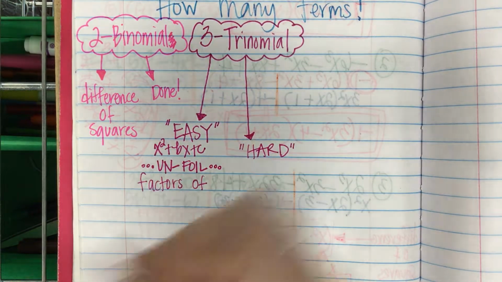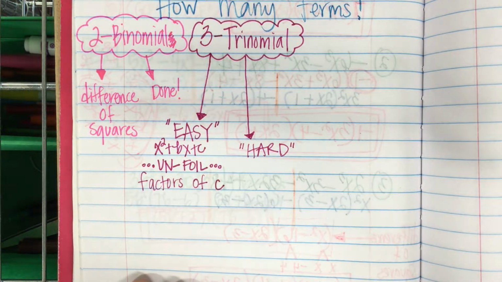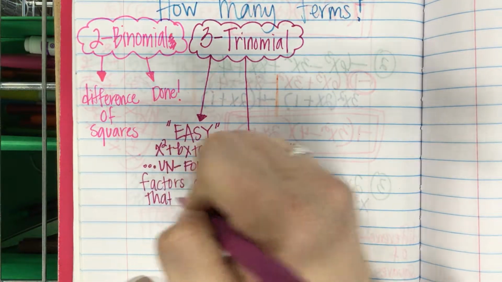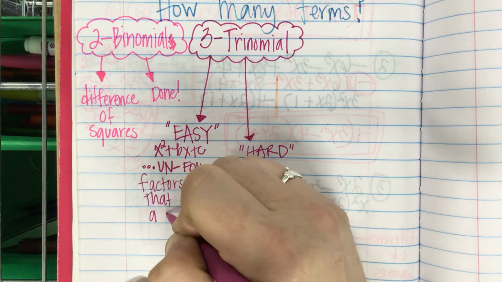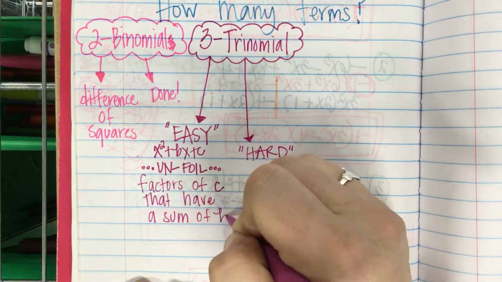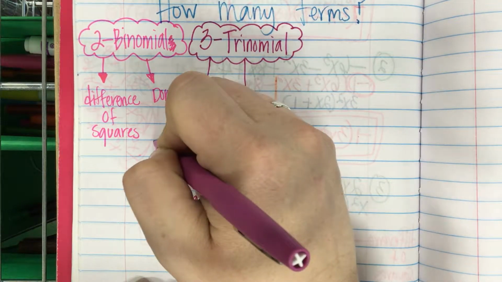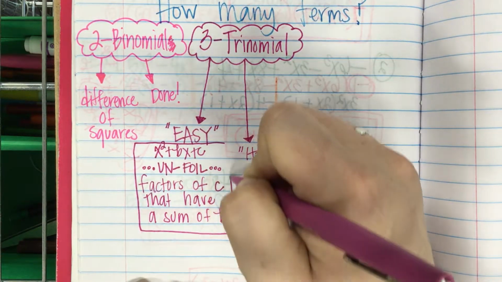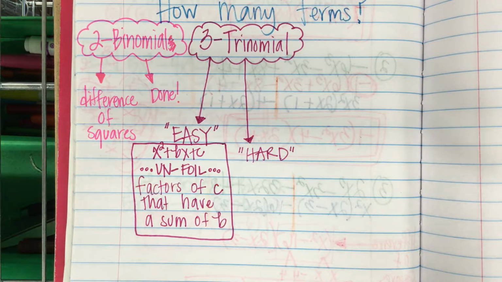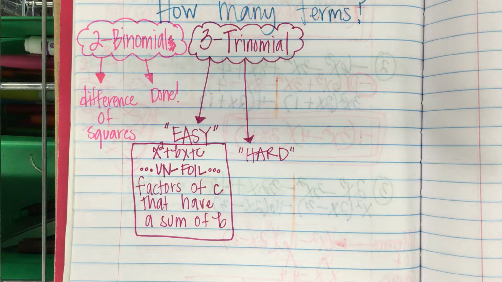Factors of blank have a sum of blank. Factors of c that have a sum of b. If it is an easy problem, it's in the form x squared plus bx plus c. We look for factors of c that have a sum of b. If it's factors of 15 that have a sum of 8, then we can factor it.